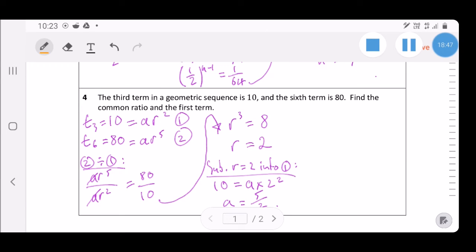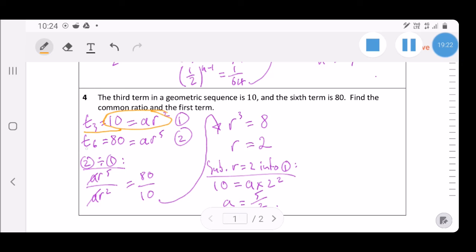Question 4. The third term in a geometric sequence is 10 and the sixth term is 80. Find the common ratio and the first term. All right, well, what have they told us? T3 equals 10, but we know that Tn equals AR to the n minus 1, 1 less than n. So if we have T3, then T3 must equal AR to the power of 2, because 2 is 1 less than 3. And that is equal to 10, because they say so.